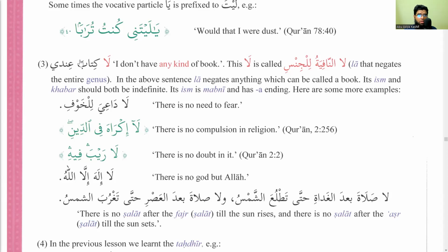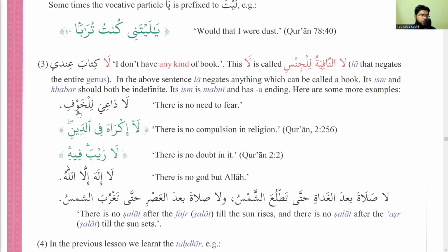Okay, third point. That was all about layta. Third point, la kitaba indi. I don't have a book. This la is called la nafiyatul lil jins, la of class negation, like la ilaha illallah. And this la, you make the following word mabni. It's not mansub, by the way. You'll make it mabni bil fath. Like for example, la da'iya lil khawfi.